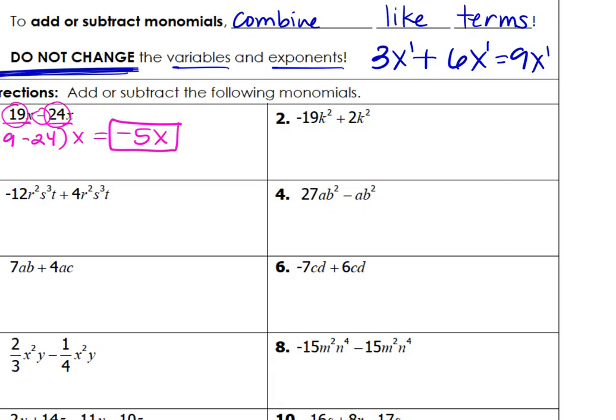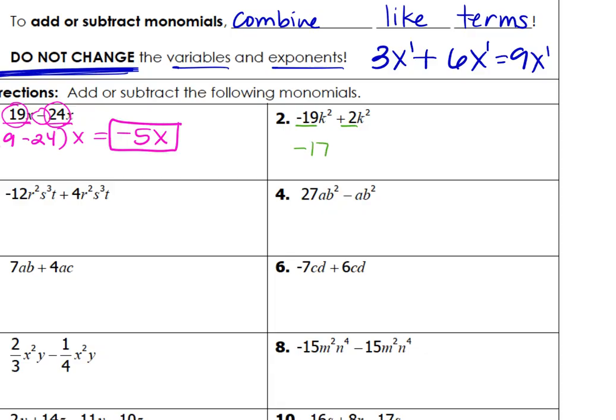Do you have like terms? We do. They're both k squared, so we know we can combine them. So that's good. We're just going to take the coefficient, the number in front of them, and add them together. So this is a negative 19 plus 2. What do you get? A negative 17.